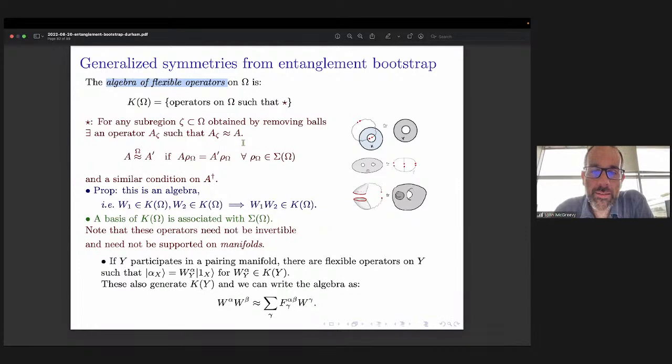This actually forms an algebra, meaning if I have one operator that satisfies this condition and another one that satisfies this condition, then their product also does. A few facts about these things. One basis of this algebra is associated with extreme points of the information convex set. Notice that these operators need not be invertible. There's no condition that they're invertible, but nevertheless they preserve the ground state. So they can be regarded as symmetries of the low energy theory, symmetries of the topological field theory, and moreover they need not be supported on manifolds. For example, in the case of the two hole disk, the operators I'm talking about are this kind of graph.